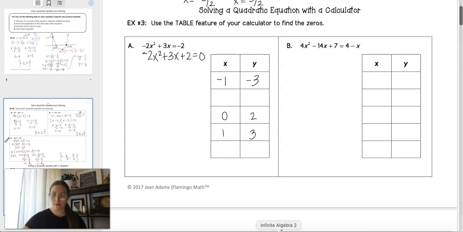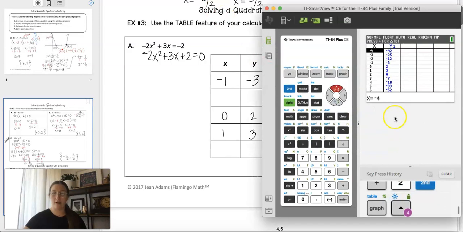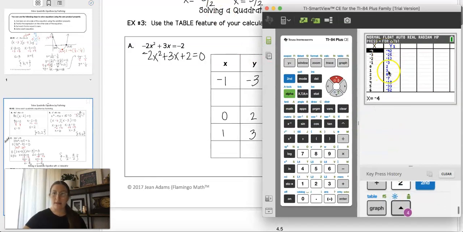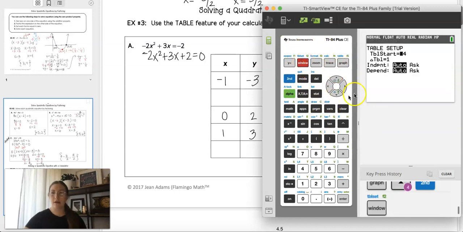Right now I don't see where y is 0. This one we see, it's at 2, 0, but there's a 0 right in between here. So we're going to have to adjust our table. If you see above the window it says table set, we're going to go there. Now let's have the table go up. This is saying it's going up by 1. How about let's go up by 1/2?